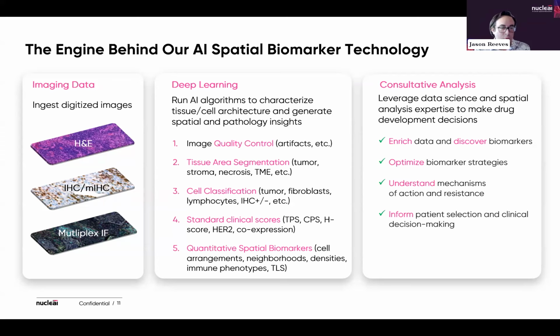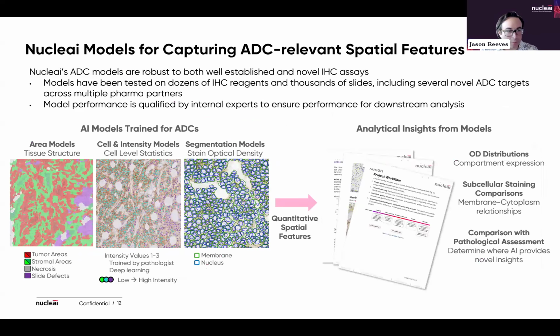And then after we build the model and work with this model, we return this data through a consultative analysis process, where we partner with our pharma sponsor to make sure that they're getting the most out of the data that's being generated.